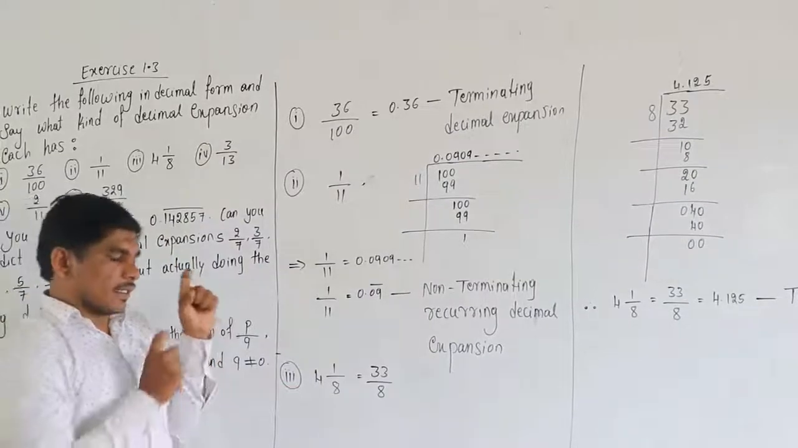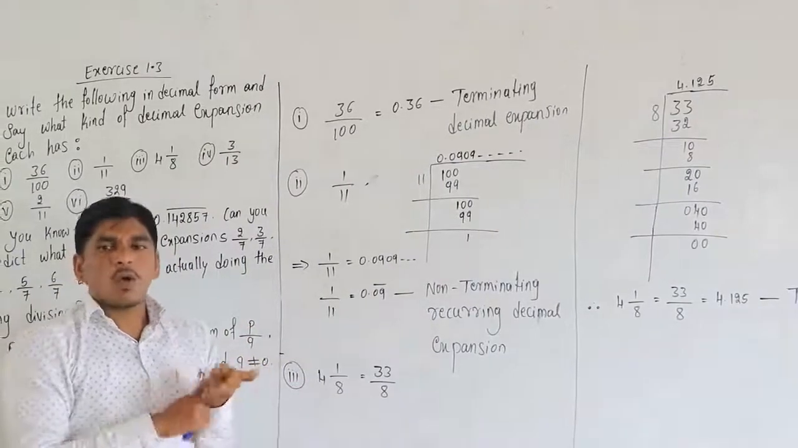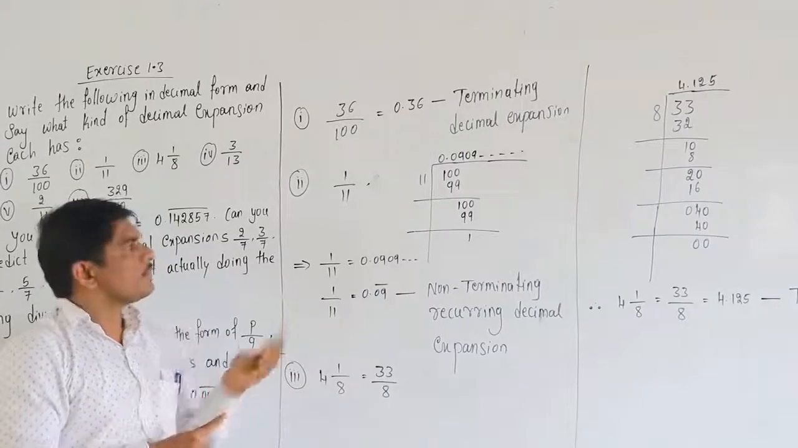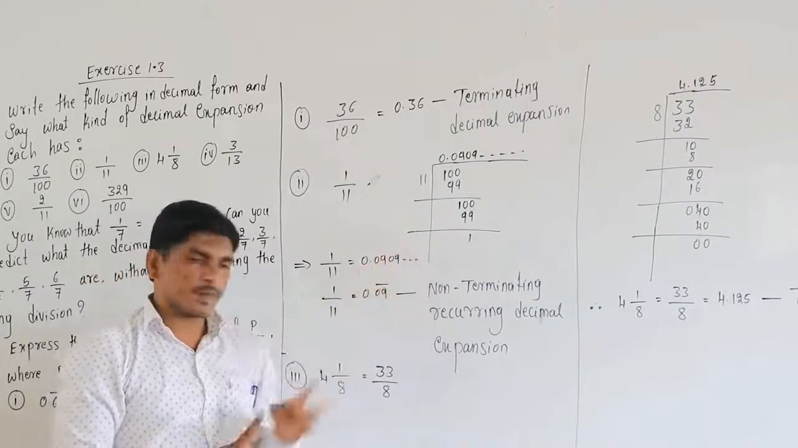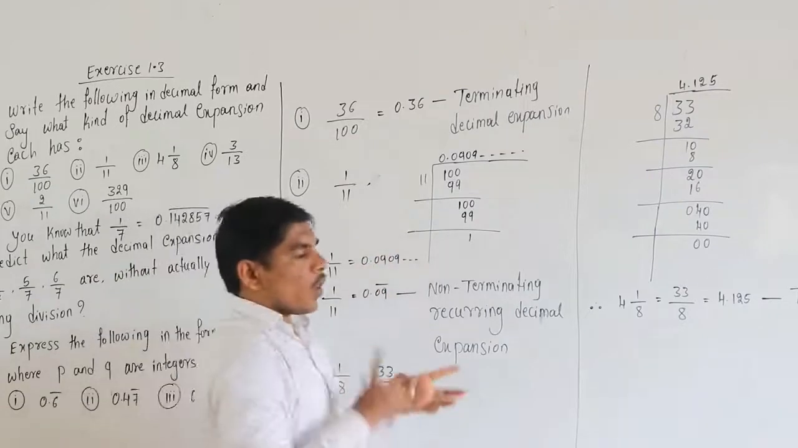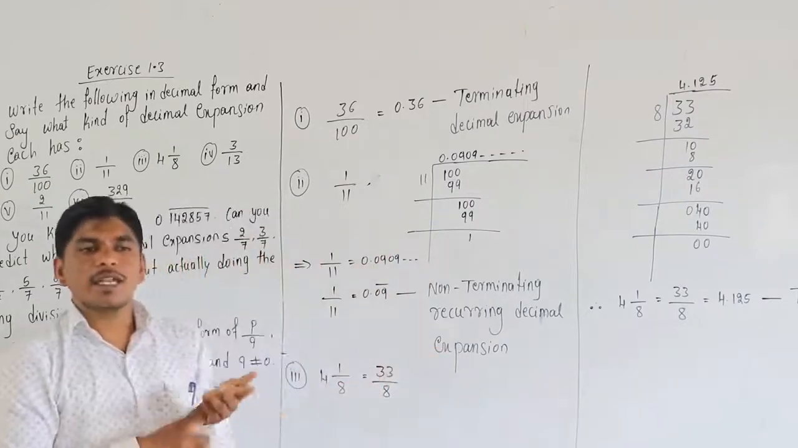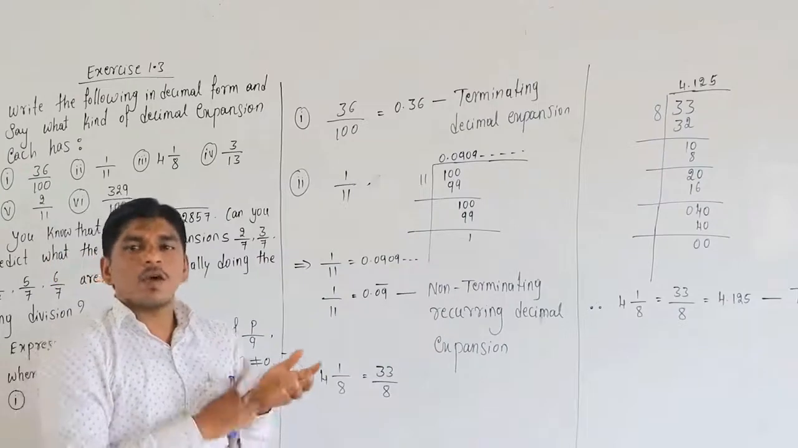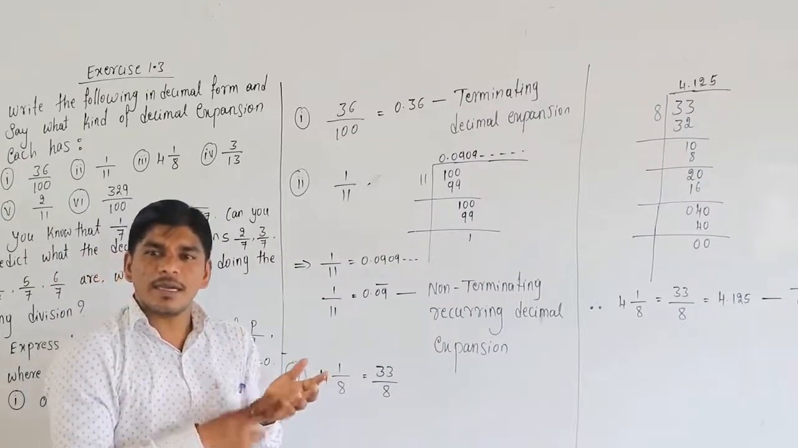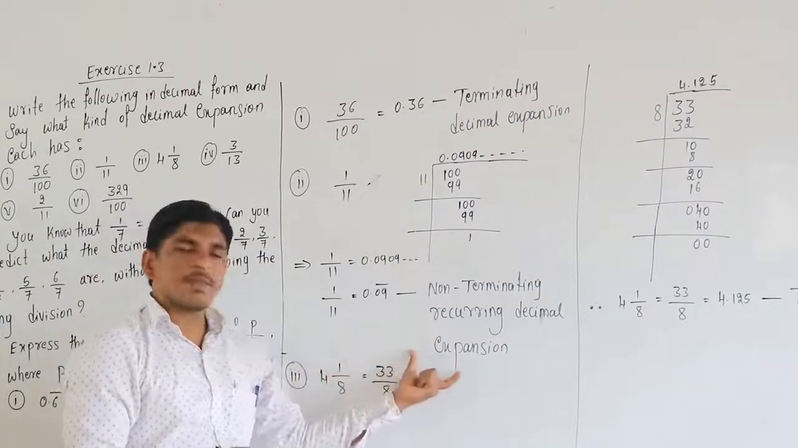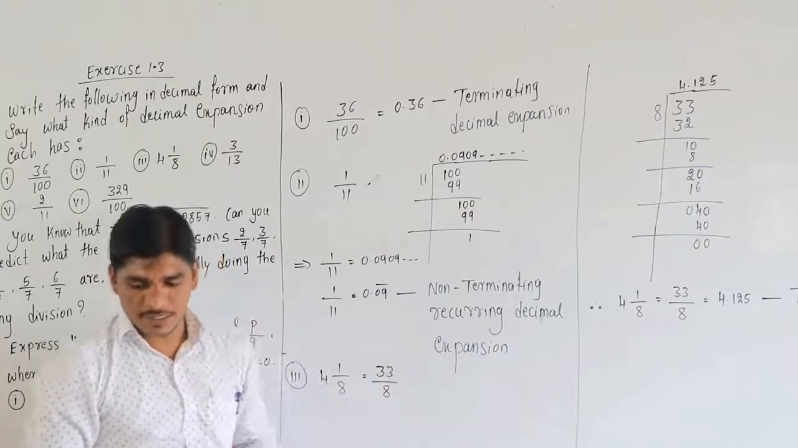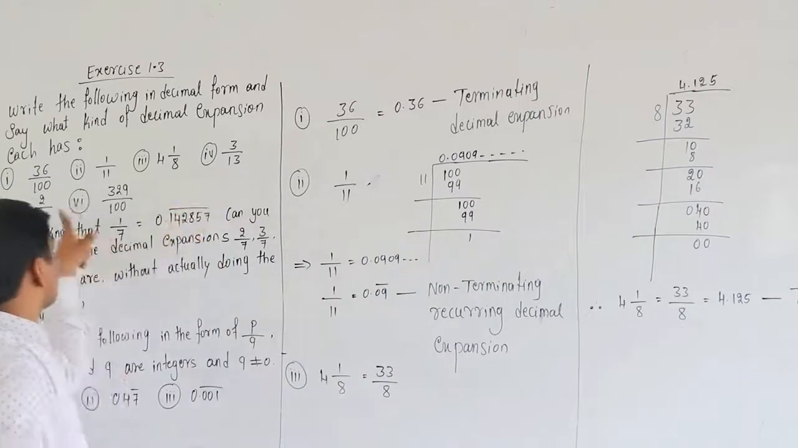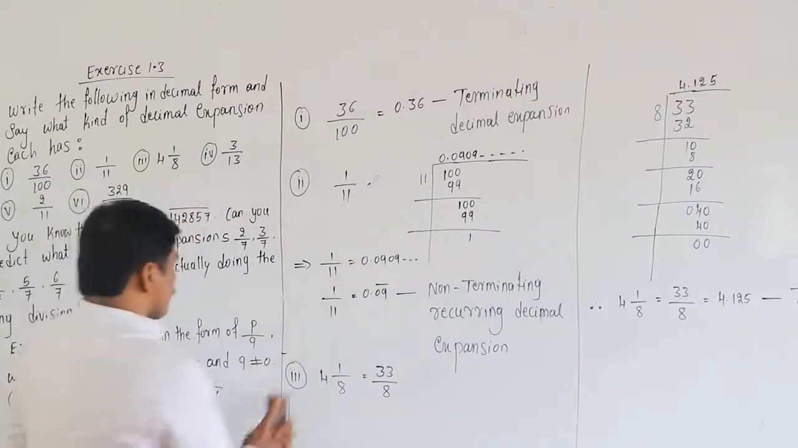Now the standard statement: all the rational numbers are terminating and non-terminating recurring decimal expansions, and all the irrational numbers are non-terminating and non-recurring decimal expansions. These two statements are very important. You have to concentrate on it. Now the remaining 3 questions, you have to try at home.